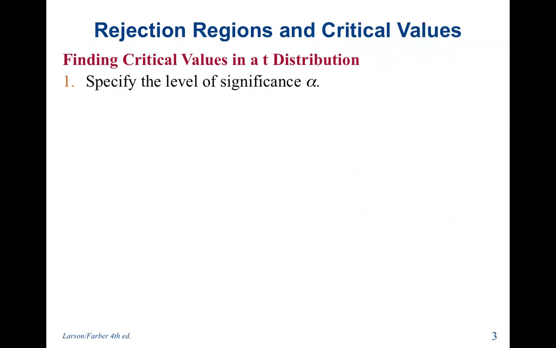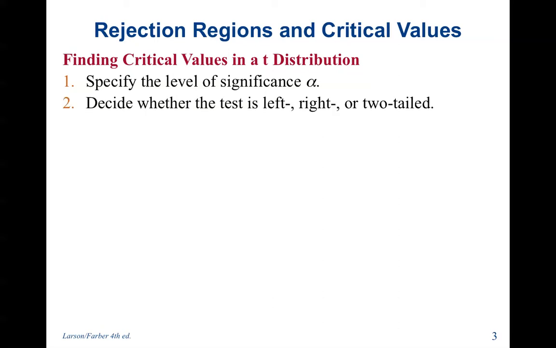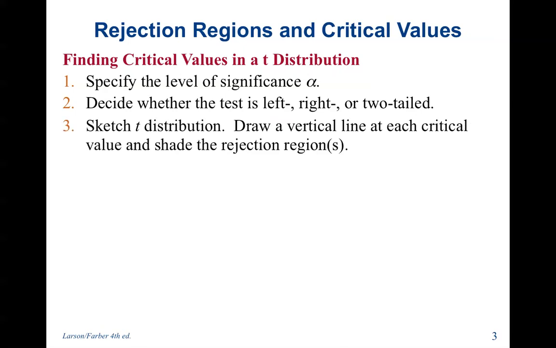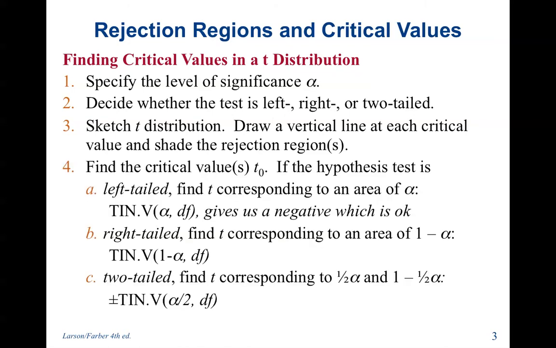Finding critical values in a t-distribution. First, we have to specify the level of significance, alpha. 2, decide whether the test is left, right, or two-tailed. 3, sketch a t-distribution, draw a vertical line at each critical value and shade the rejection region. Number 4, find the critical values.